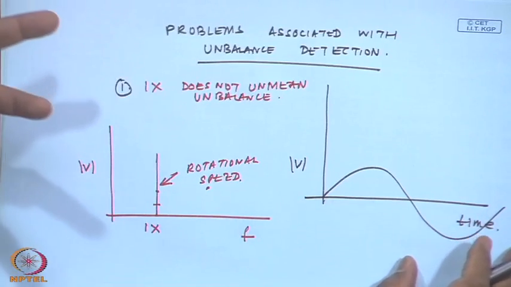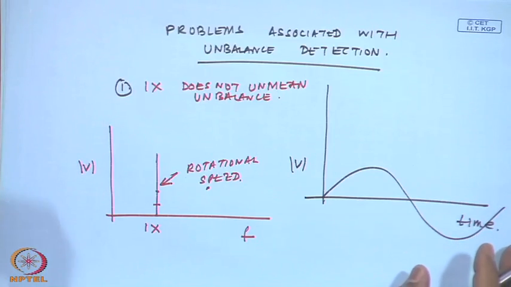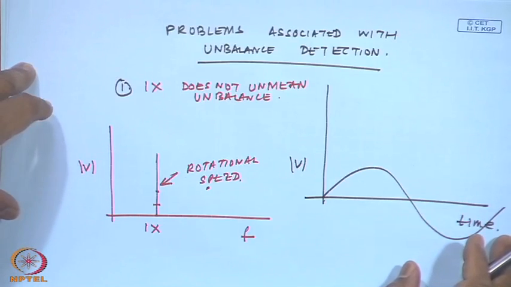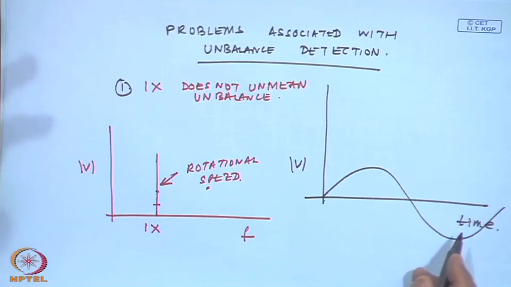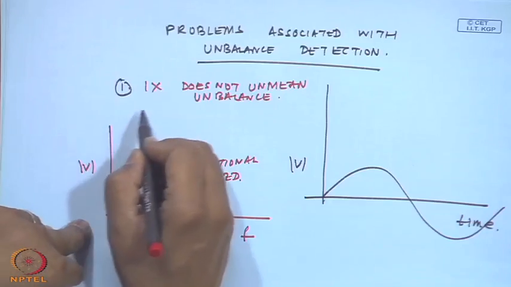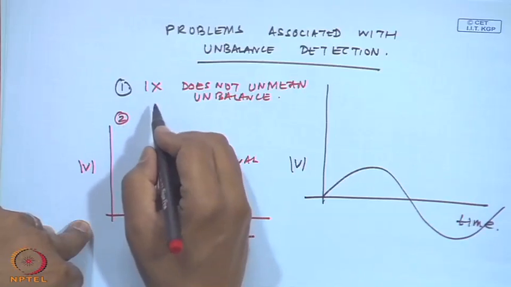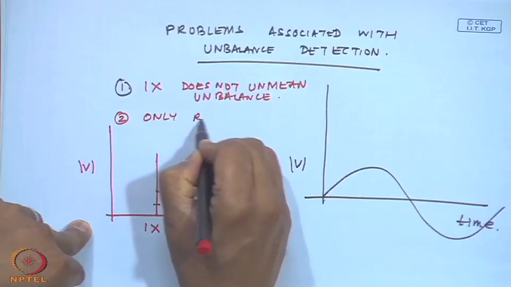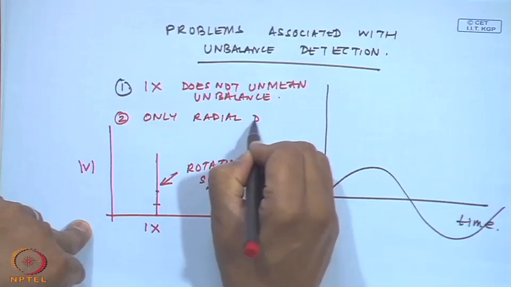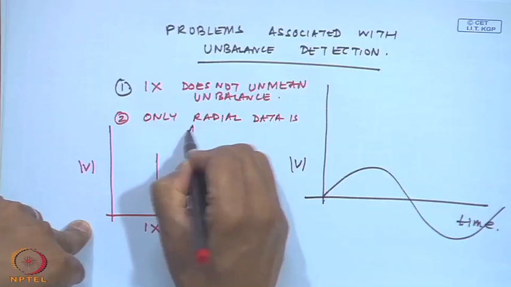It is the fundamental rotational speed. There could be looseness, there could be misalignment, there could be cracks, there could be bearing defects. So, how do you say for sure that this is an unbalance? That is when you look into the phase relationship between a few transducers, and the relative amplitude between the radial and the axial. Many times another problem is that only radial data is available.